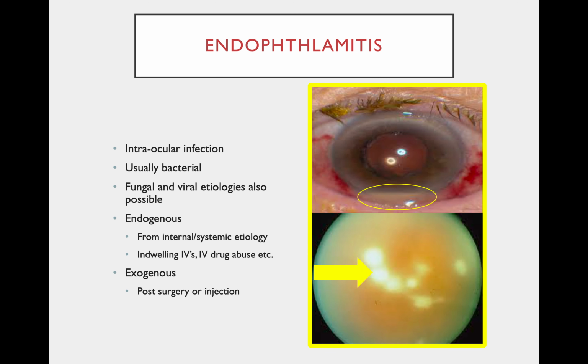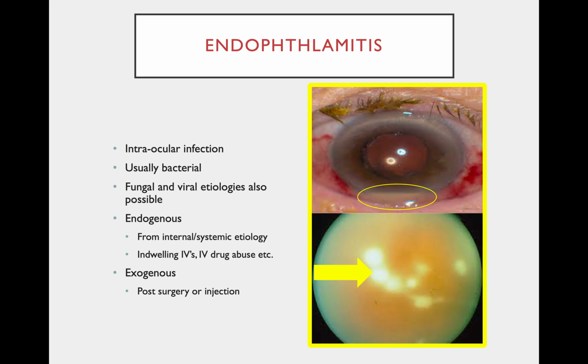All right, the last thing we're going to talk about is endophthalmitis. This is intraocular infection. It's usually bacterial, but there can be fungal. Endogenous means it's coming from an internal source. That is, the patient had a bacteria or fungus in their bloodstream and it worked its way into the eye. Risk factors are those that have had, say, indwelling IVs, catheters, those that are IV drug abusers.